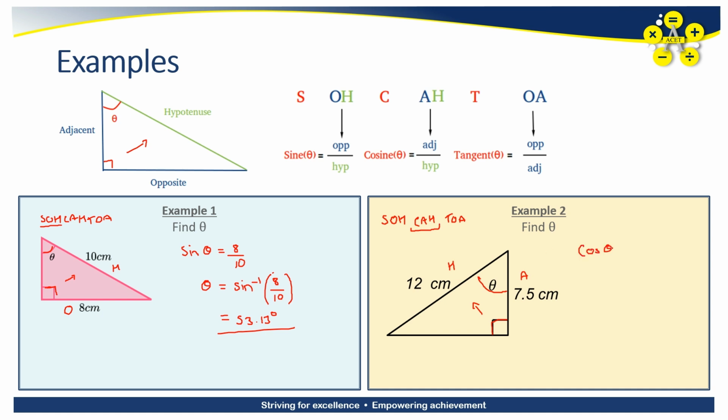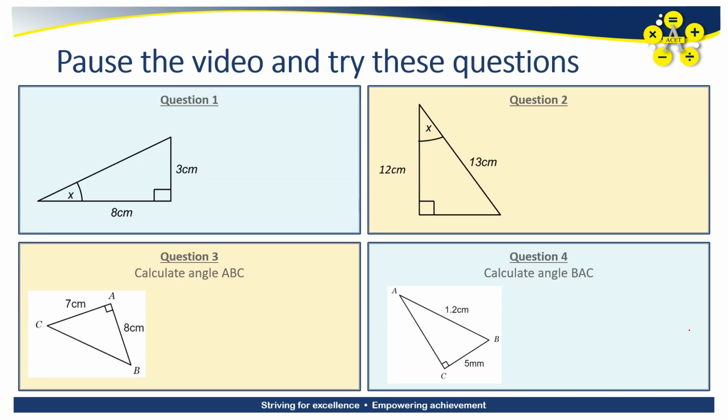So the cosine of theta is the adjacent, 7.5, over the hypotenuse, 12. I don't want cosine of theta, I just want theta on its own. So we need to get rid of this cos, and the inverse of cos is cos minus 1. We're still writing this as a fraction of 7.5 over 12. Into my calculator that goes, and I'm going to get an answer of 51.32 degrees.